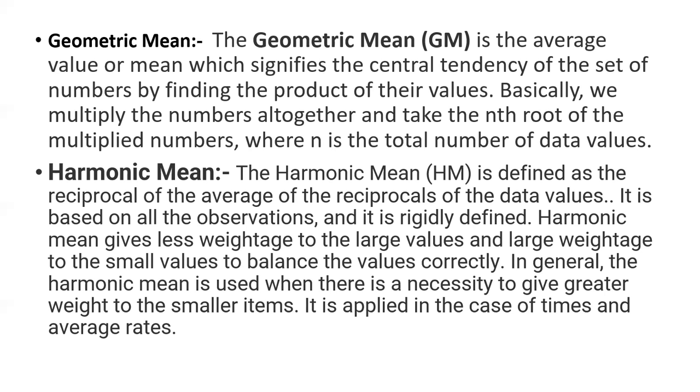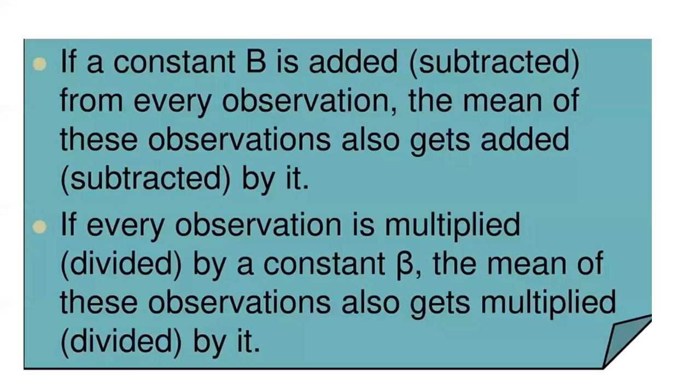In general, the harmonic mean is used when there is a necessity to give greater weight to the smaller items. When greater weightage is required for the smaller terms, we use the harmonic mean. It is applied in case of times and average rates. One more is the weighted mean. In the weighted mean we use weights. Weights are assigned to different observations to find that mean.